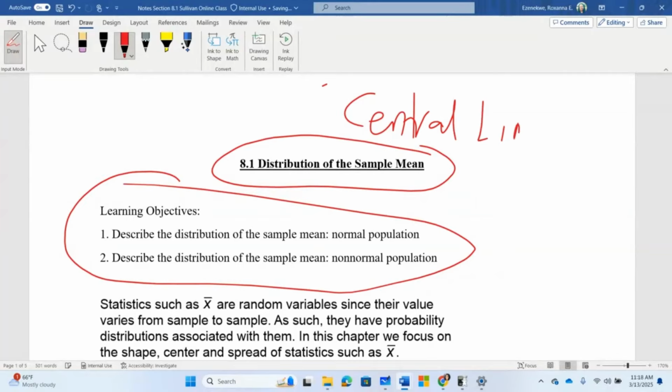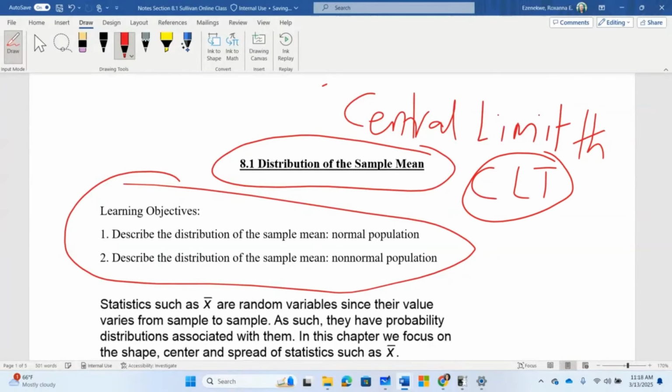If you're reading this on YouTube or Google, you might see central limit theorem, which is CLT. It is the same as distribution of means, and some books might call it other names. So describe the distribution of sample mean when it is a normal distribution. I said it last time, I want to say it again.